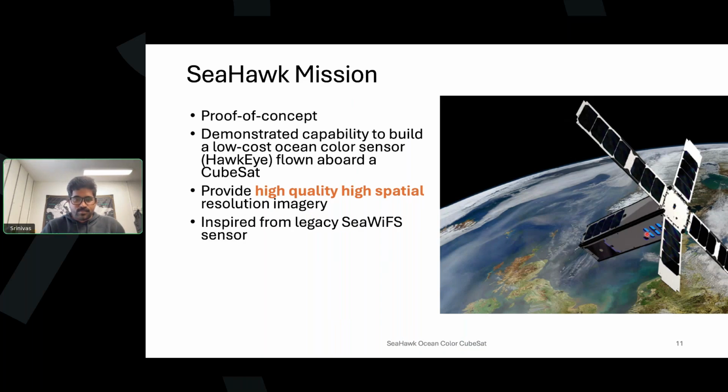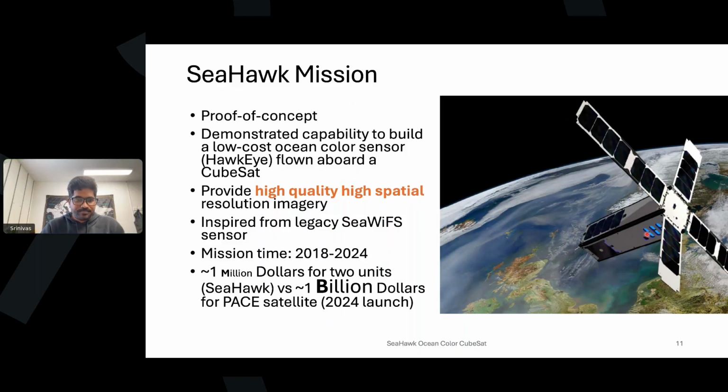Its design is inspired from the legacy SeaWiFS sensor, which was launched in the 1990s. This mission is currently not operational, but it was launched in 2018. The first flight was taken in 2019, and the mission operations ended in 2024.